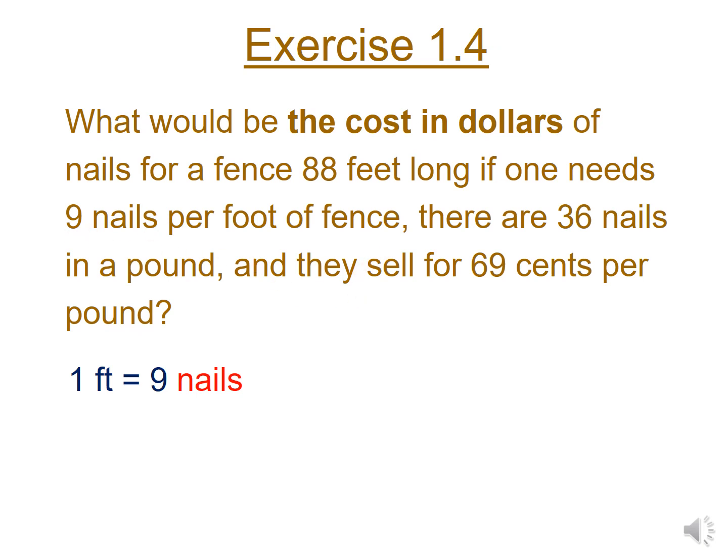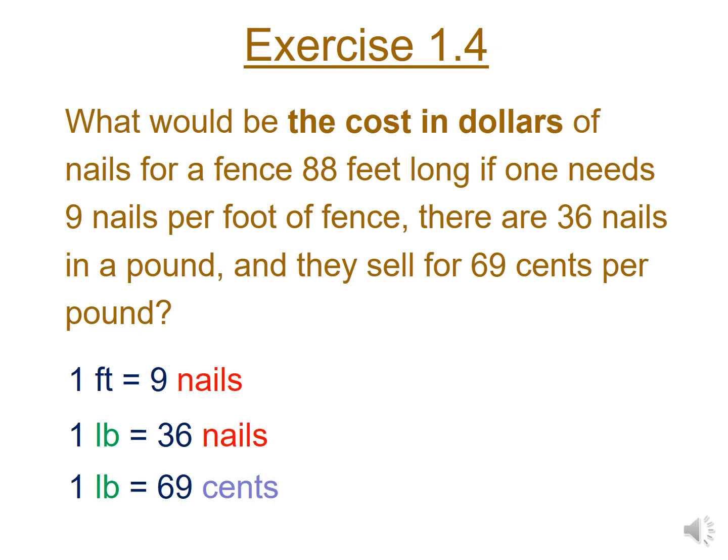The second statement, there are 36 nails in a pound, allows us to relate nails to pounds or pounds to nails, and so this would be our second equivalent statement. 1 pound is equivalent to 36 nails. And finally, we have this statement here that every pound sells for 69 cents. And therefore, we can now set up the equivalent statement that 1 pound is equivalent to 69 cents.